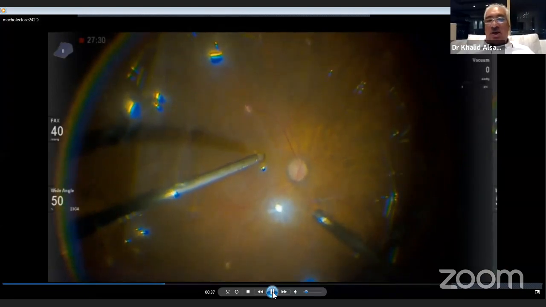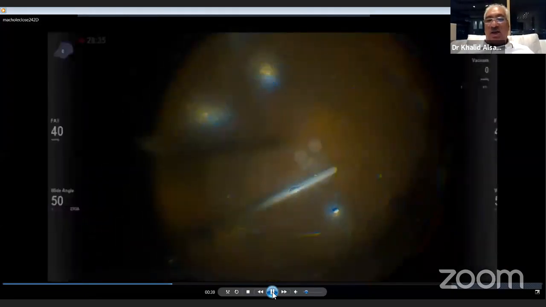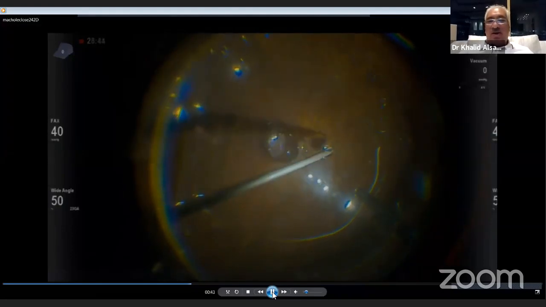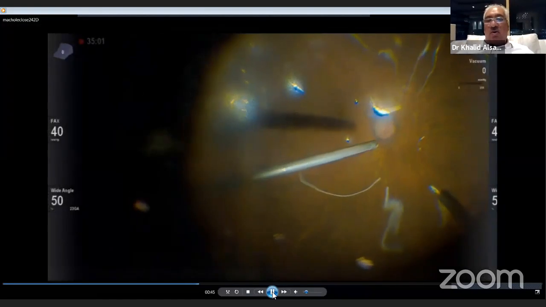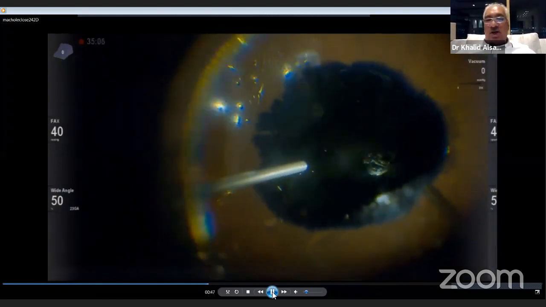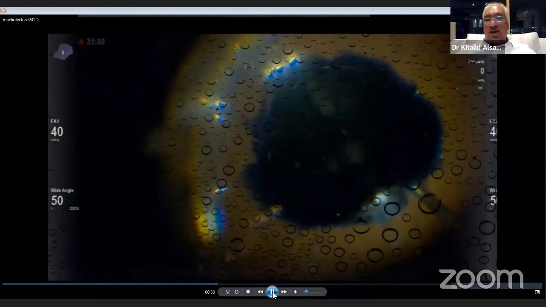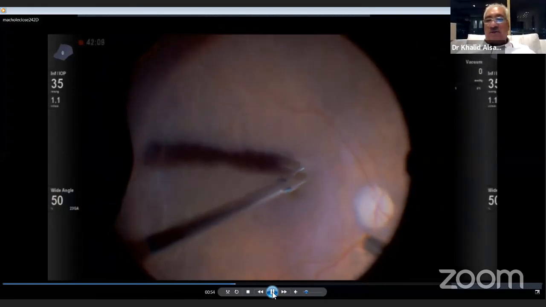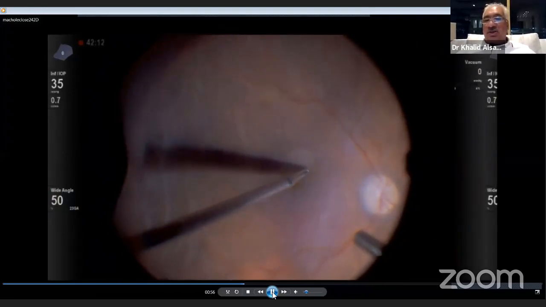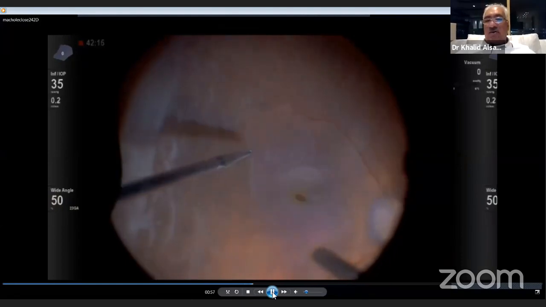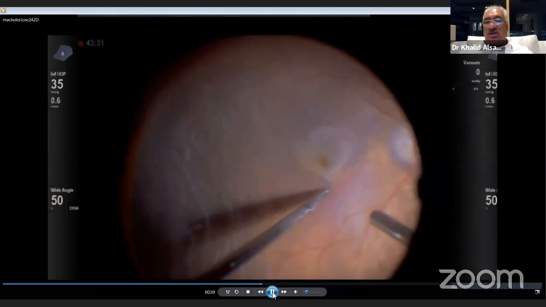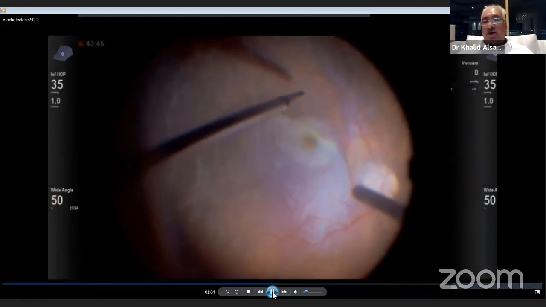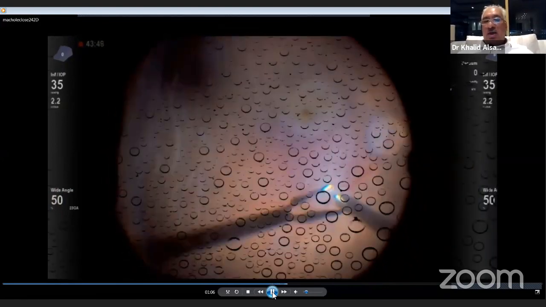Instead of doing an ILM flap, I did just 360 ILM peeling, which I think, retrospectively, the hole might have closed even without doing it. What I do routinely is flatten the macula so the stain does not go into the subretinal space. Then I did just a very simple, straightforward 360 ILM peel. Of course, doing it in a detached retina is a bit challenging, but you try to be very careful not to traumatize the retina, the macular area.